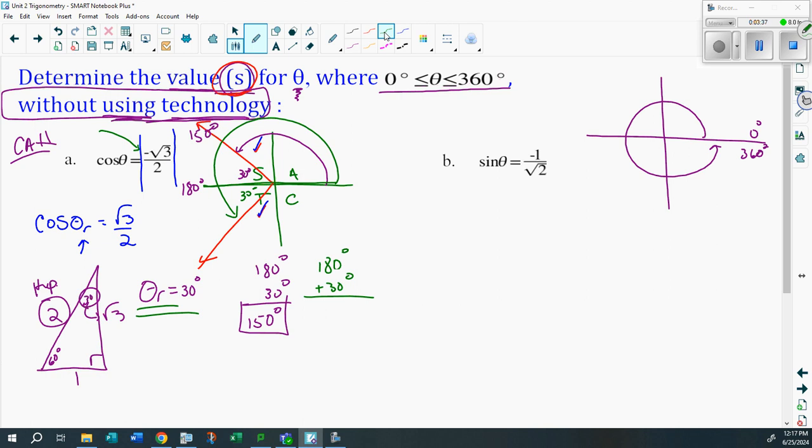Of course, this is going to give you your 210 degrees. That's going to be 210. So your two angles are 150 and 210. See, you've got to do a little bit of detective work in order to figure this one out, hey?